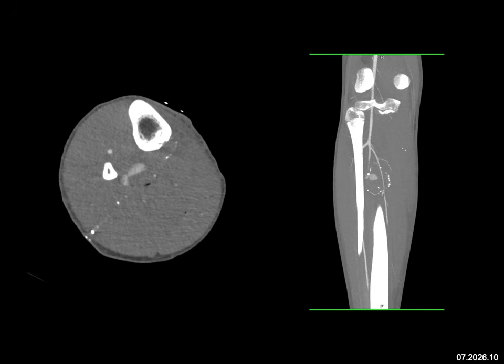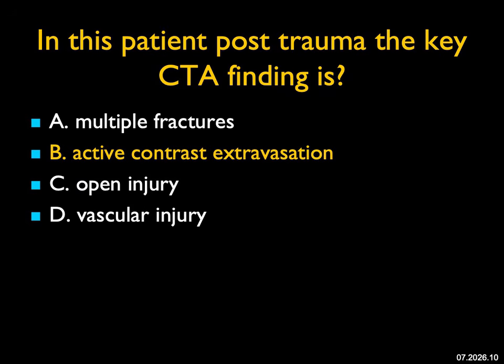The patient did have some bony fractures, which are not well shown here, but this is a beautiful example of active contrast extravasation.